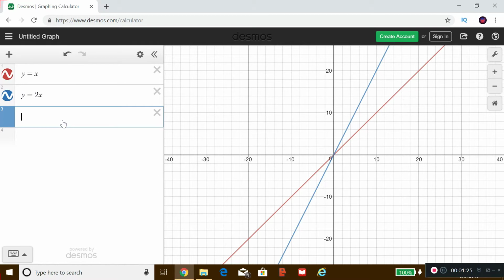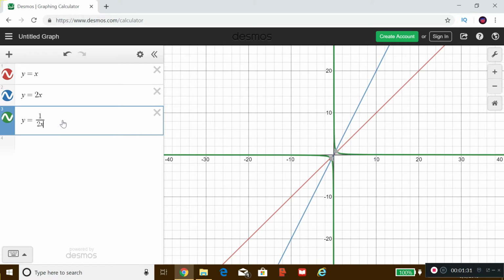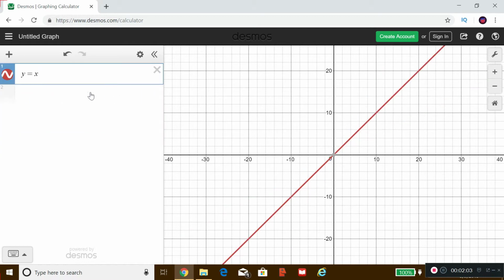Okay, let's try y equals 1/2 x. Nope, not 1 over 2x. Sorry, guys. You see, this one is not as steep, right? And in fact, this green line and the blue line are just reflections of each other off the red line. If you were to take this one and mirror it across the red line, it would be this. Okay, let's try some other things.